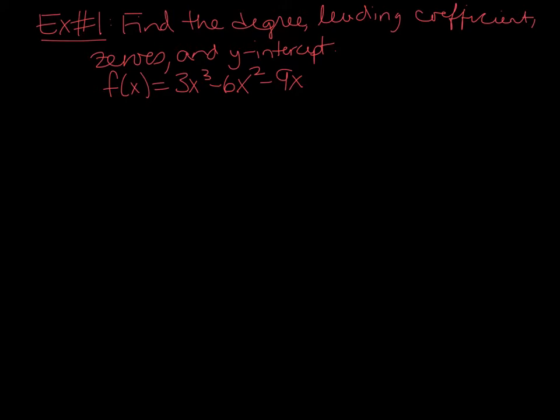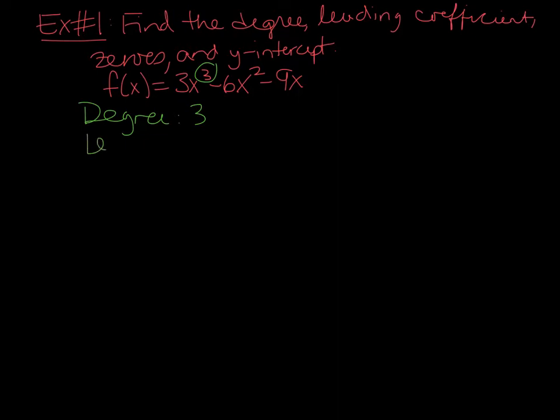So let's do an example now. We have f of x equals 3x to the third minus 6x squared minus 9x. We're going to be finding the degree, the leading coefficient, the zeros, and the y-intercept. So the degree is always going to be the highest exponent, which in this case is going to be 3. Now, even if you had this out of order, it would still be whatever the highest exponent was. Like if the 9x came before the 3x cubed, the degree would still be 3.